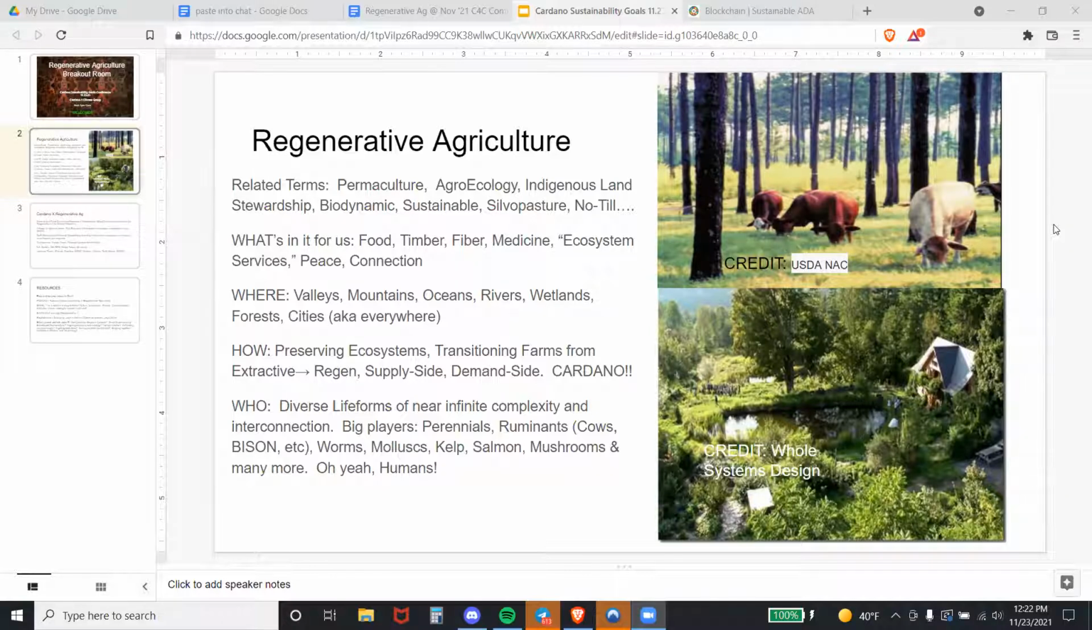Nori, I don't think Nori is in here. He's probably leading his own group, but he has a lot to say about salmon. He's doing great work there. Mushrooms, I won't talk anymore about mushrooms.